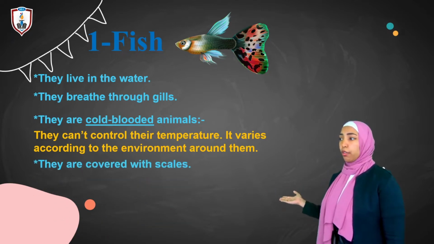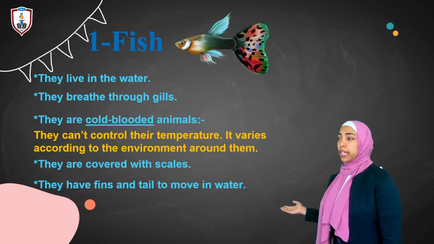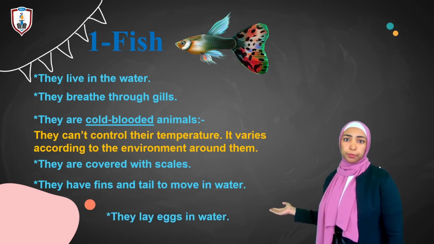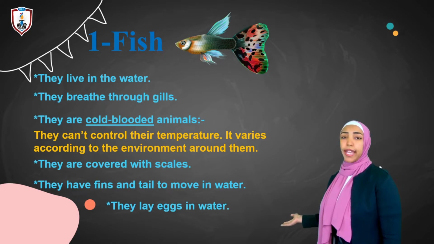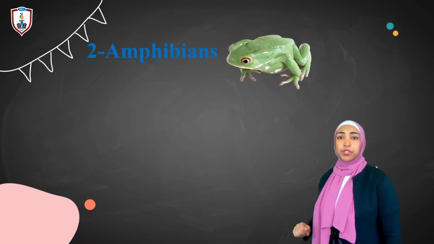And then they are covered with scales. They have fins and tail to move in water. And finally, they lay eggs in water. This is how they get their babies. Number 2, the amphibians.